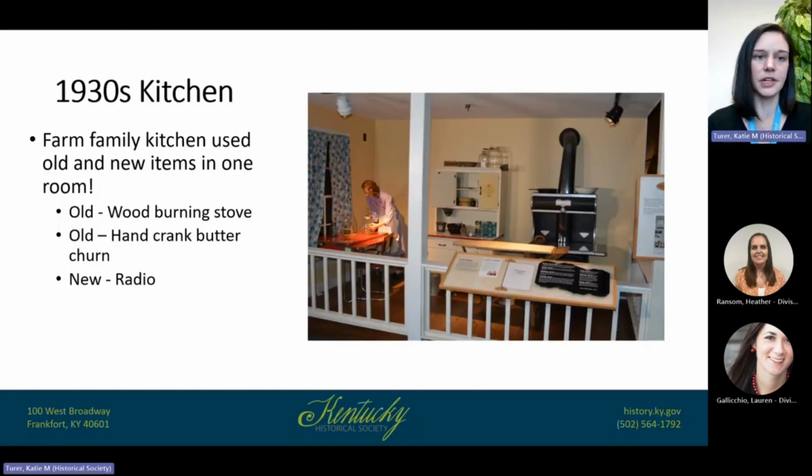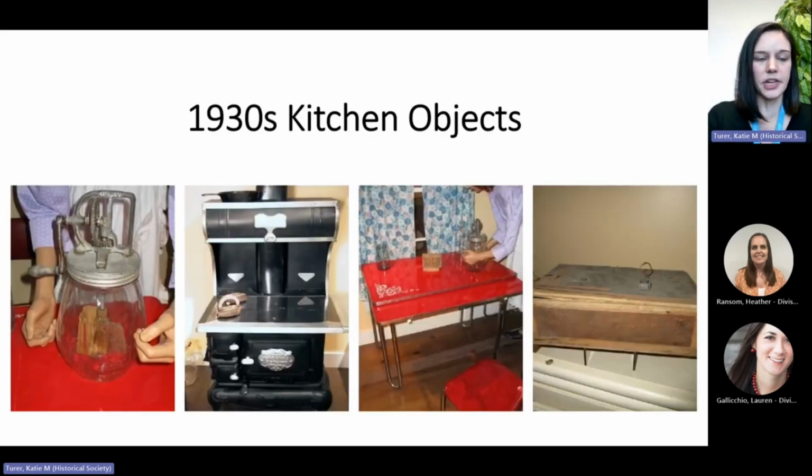The fourth house we're going to look at is the 1930s kitchen. And this is kind of picturing a farm family. And what I like about this house is that there's some old items and some newer items all in the same space. So you're going to have, well, let's get some up close pictures here.